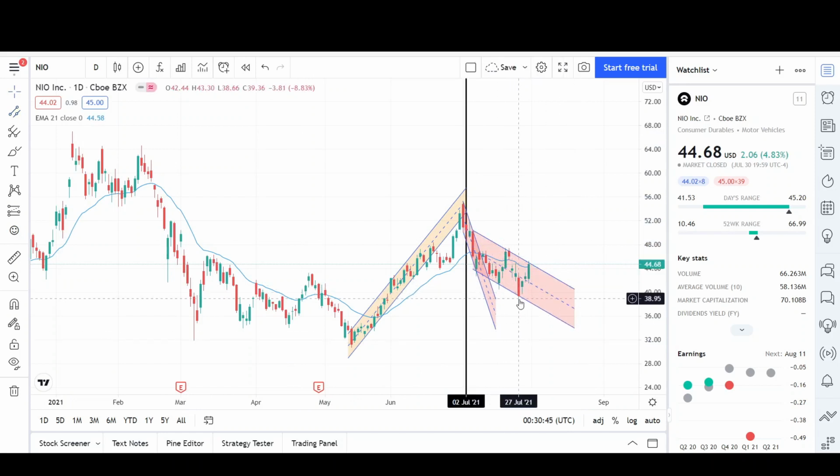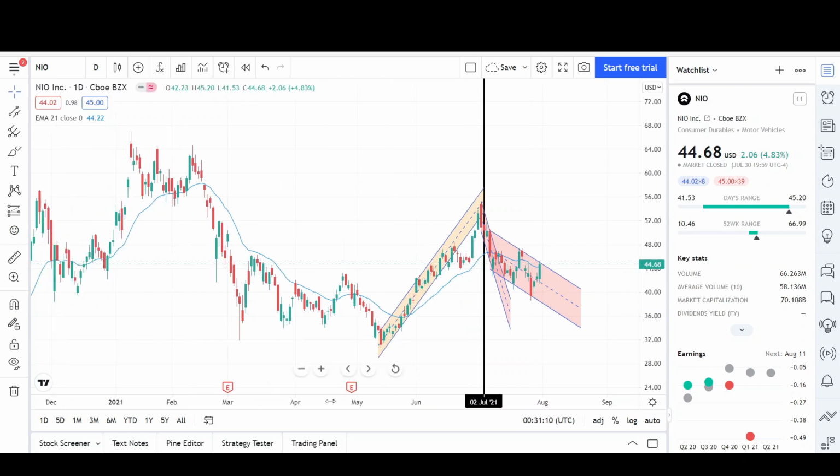We got 2 touches on the bottom after that point, so that's technically 3. And then we're about to get that 3rd touch right here. We're gonna see if this channel is valid or not. If not, then we potentially see more upside. However, if it is valid, we're probably going to see some rejection coming Monday and Tuesday and lower lows.